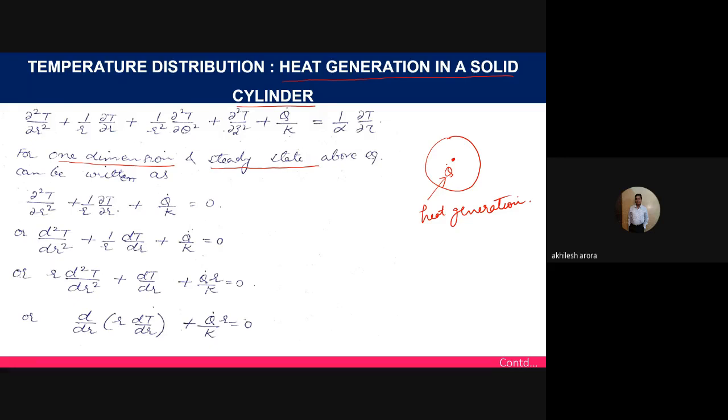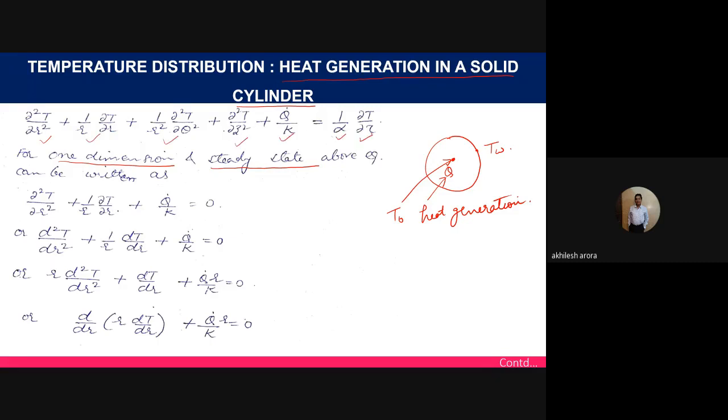And we can also consider that the temperature here at the center is T naught, and on the surface of the cylinder the temperature is T wall. So for calculating the temperature variation, we need to write the three-dimensional conduction equation first of all. So this is the conduction equation which we are using here.